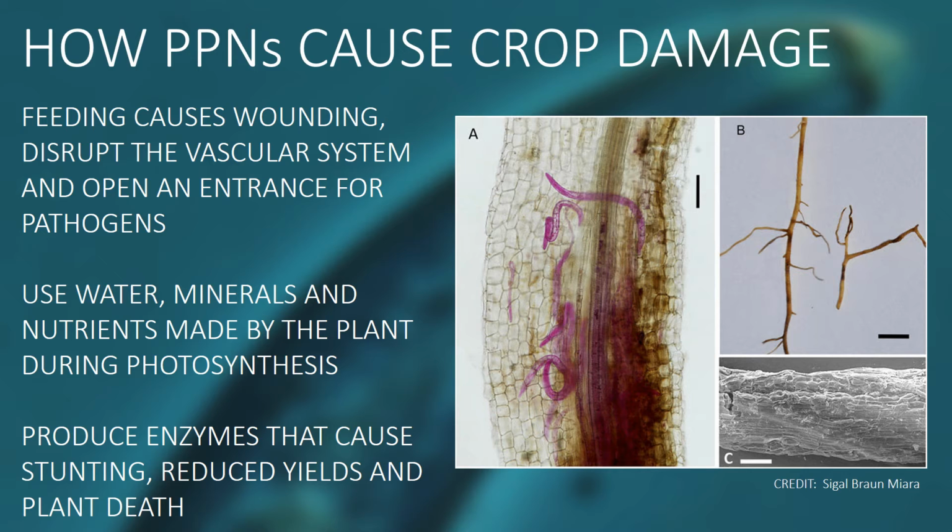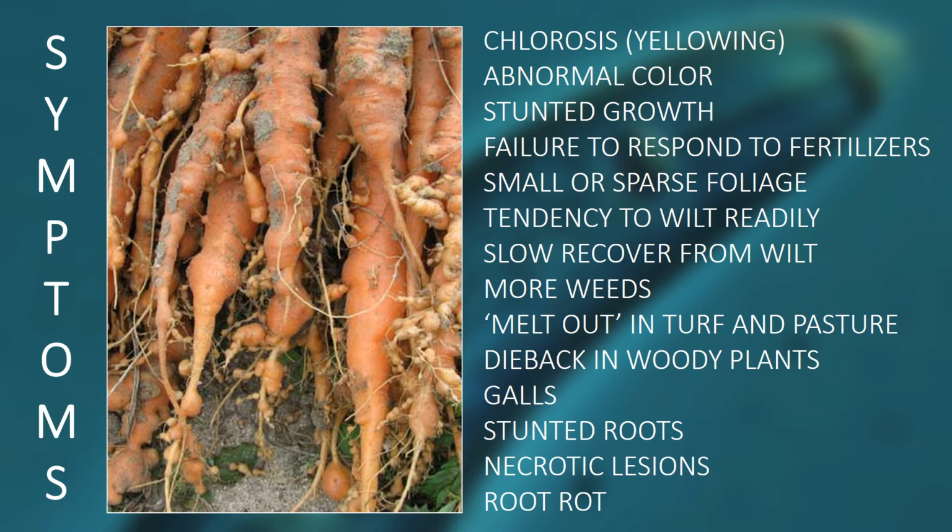So this nematode also uses those water, nutrients, and minerals that are made by the plant during photosynthesis, which are required for proper growth. They also produce enzymes that cause stunting, reduced yields, and possible plant death.